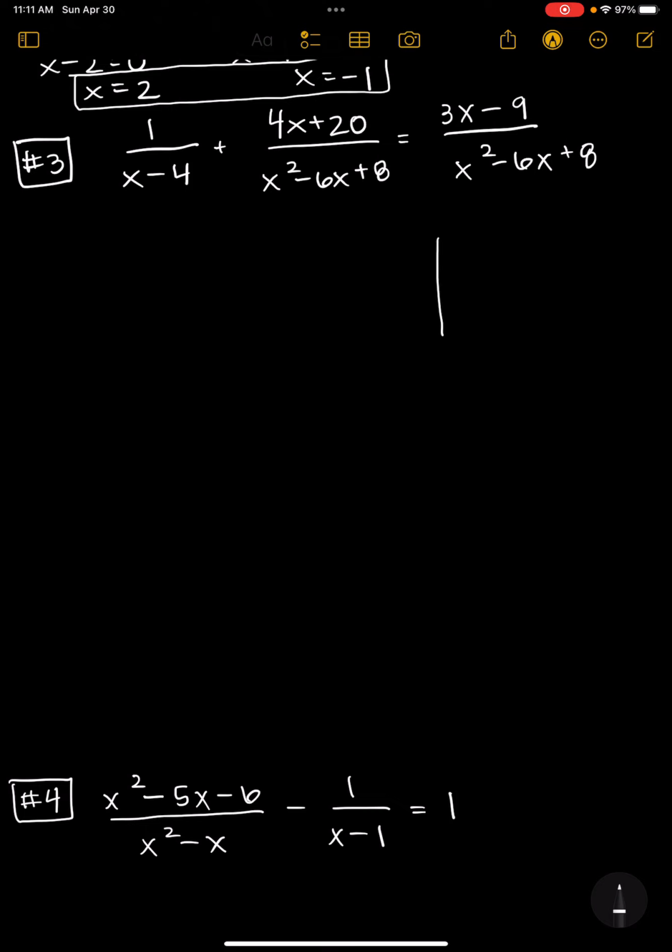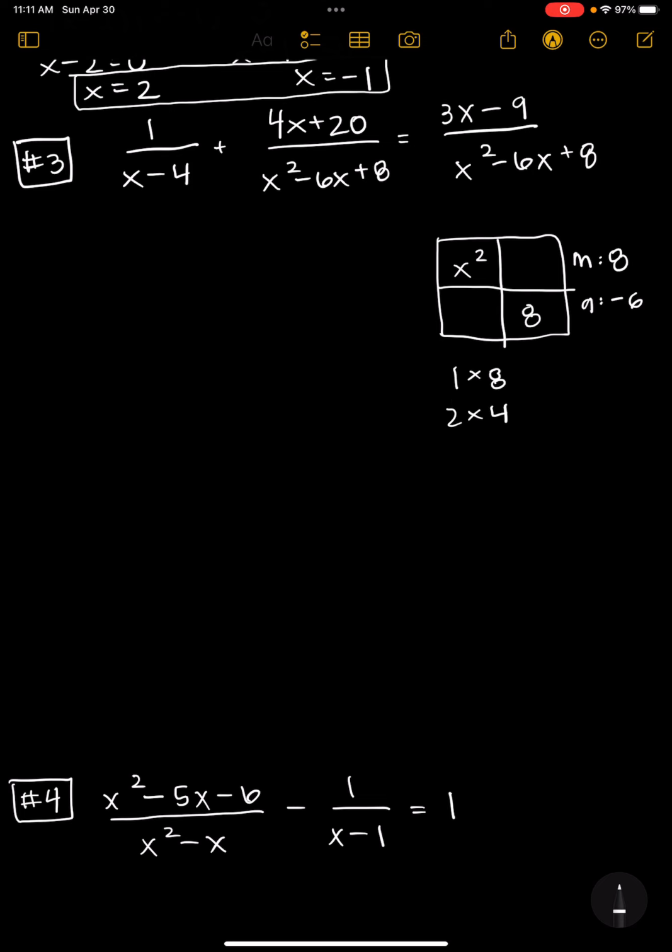So let's do the box method for the x squared minus 6x plus 8. It has to multiply to be positive 8 and add to be negative 6. So 8 is 1 times 8 or 2 times 4. The 2 and the 4 will work as long as both of them are negative, because negative 2 times negative 4 gives you a positive 8, and a negative 2 plus a negative 4 gives you a negative 6. So I'm going to put negative 4x in one box, negative 2x in another box.